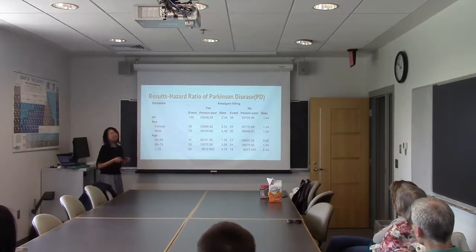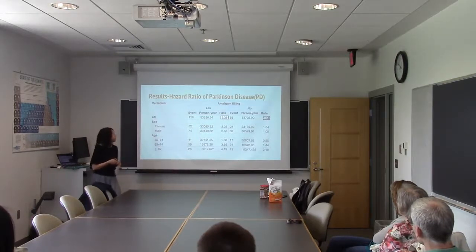After some really complicated statistical analysis, I want to show the most important findings. So of course, the people with amalgam fillings have a higher hazard rate of having Parkinson's disease than those without mercury fillings. And of course, age-wise, people of age 65 to 74 have a higher risk of having Parkinson's disease than those in the 55 to 64 group.